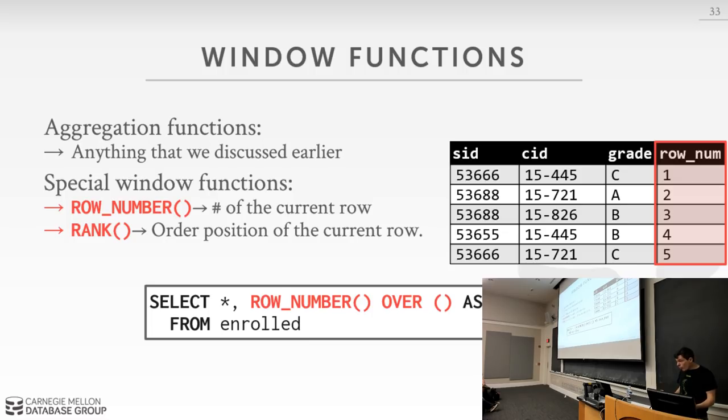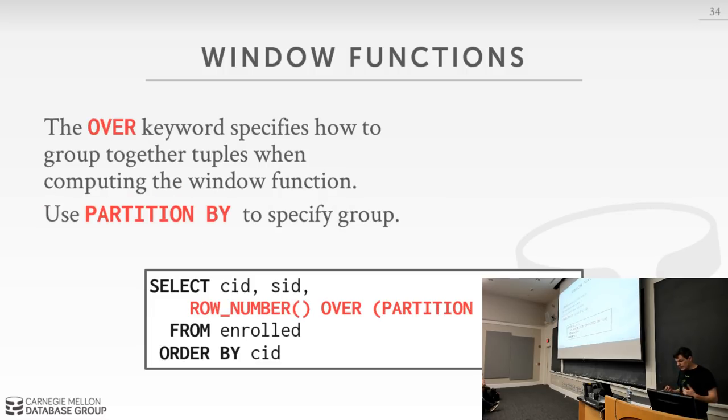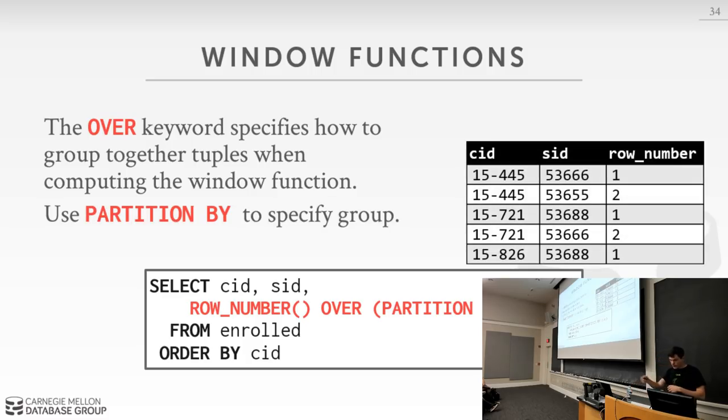Just like aggregations, we can group things together, and this is what the OVER keyword does for us. For this, we would use PARTITION BY to specify how we want to group things. In this query, I'm doing the same thing as before, generating the row number for how they're produced in the output, but then I'm going to group them together based on the course ID. My output would look like this, and now it looks just like the aggregation, where they're grouped together.